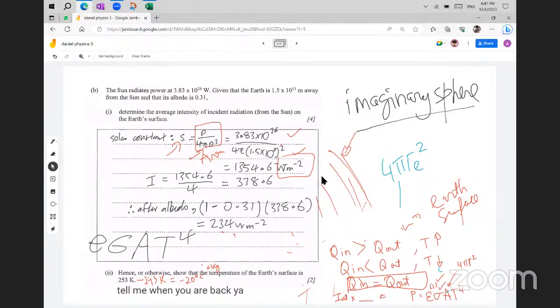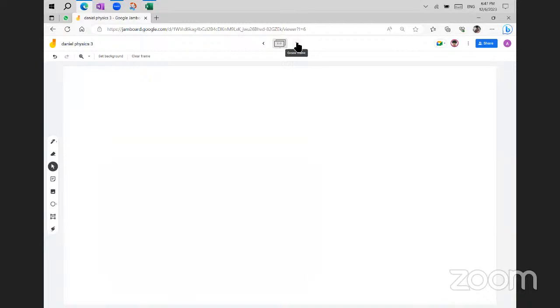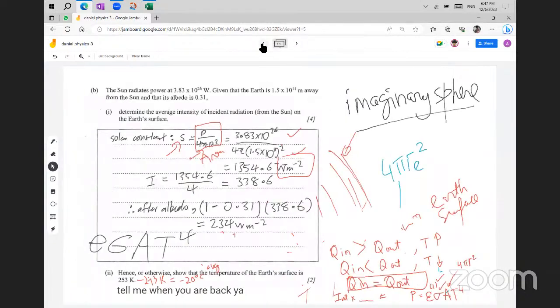Okay. Now, what is part 3? Could you paste me something? It just says state the assumption that was made in part 2. One assumption. Only one. Oh, the emissivity of the surface is 1. That's definitely an assumption. It's not 1.